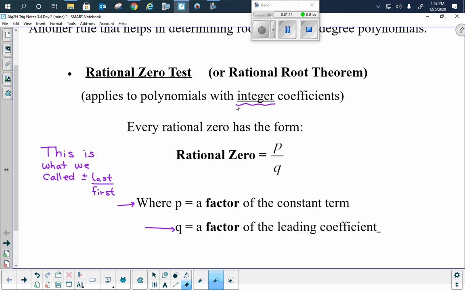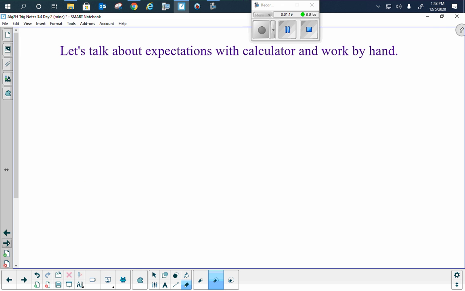Okay, so now that you have a name for it, let's talk about the expectations with calculator and your work by hand. You do want to practice both. You want to be able to do these problems that we've been doing in the past by hand. But we don't want your homework to take hours upon hours just for one single problem. So here's what you should be thinking to do.